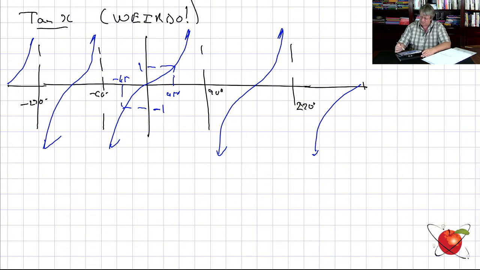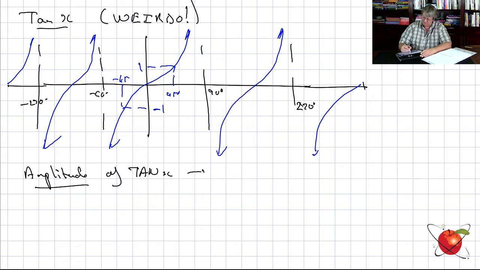Tangent. Okay, let's just have a look. What is the amplitude of a tan graph? Amplitude of tan x?